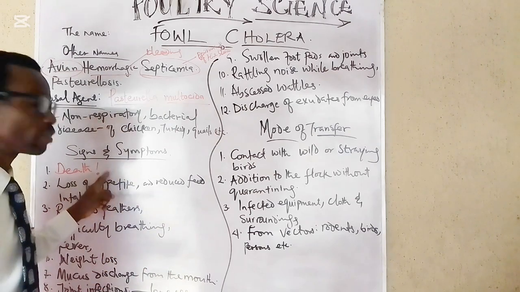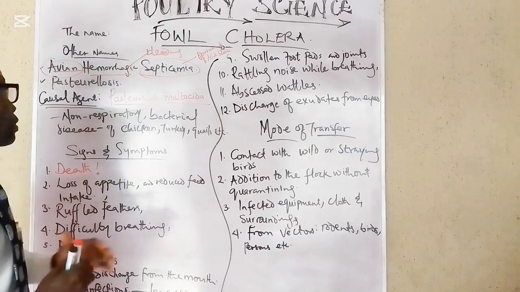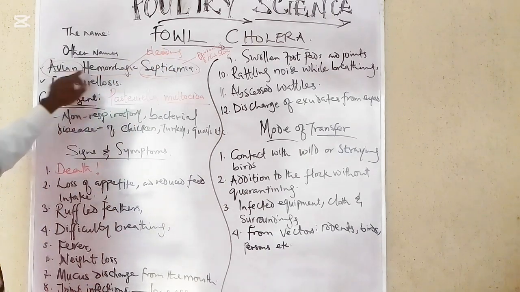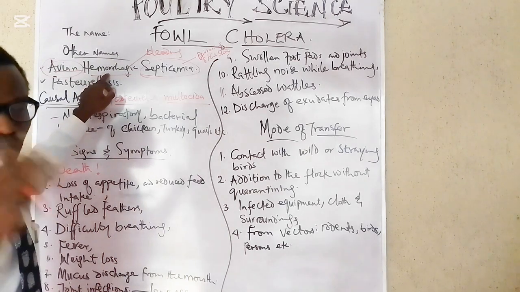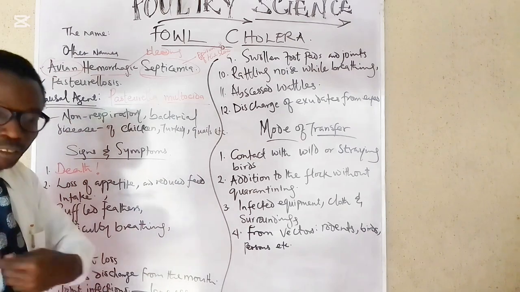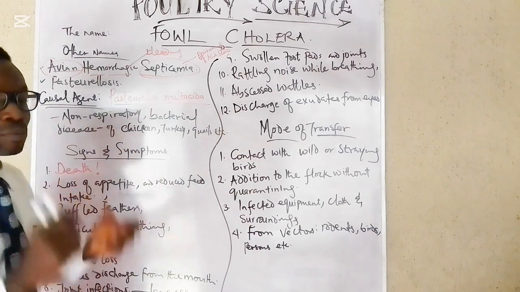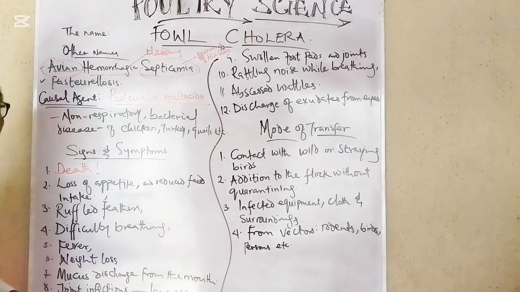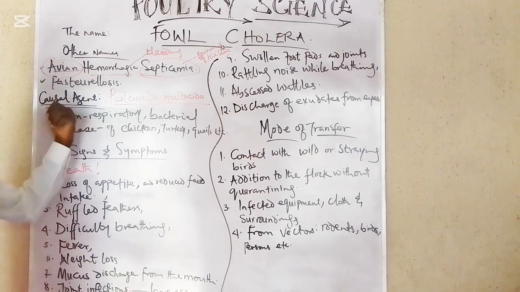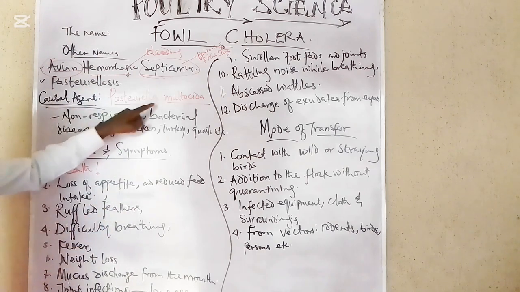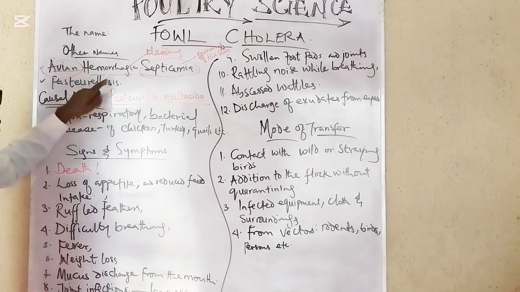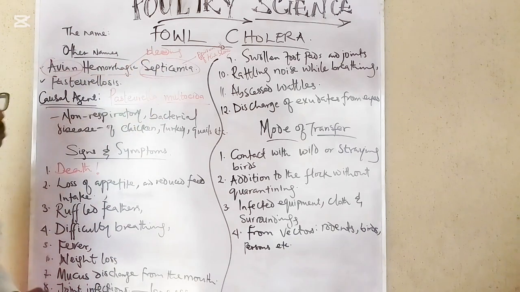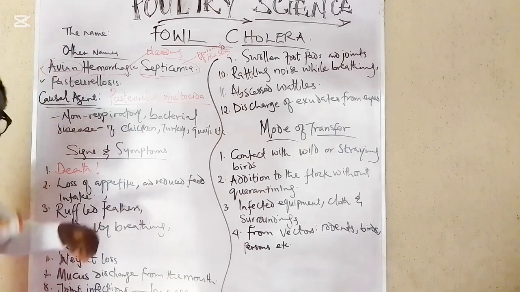Now this leads to something about the signs and symptoms. Once again, fowl cholera is also called avian, which has to do with birds; hemorrhagic, referring to bleeding that comes as a result of rupture or bursting of the blood vessel, the vessels that carry blood; septicemia means the poison of the blood. Another name is pasteurellosis, which is in reference to the causal agent. What are the causal agents? Pasteurella multocida. That's the bacteria that causes avian fowl cholera. Now this name is in reference to the cause of it.